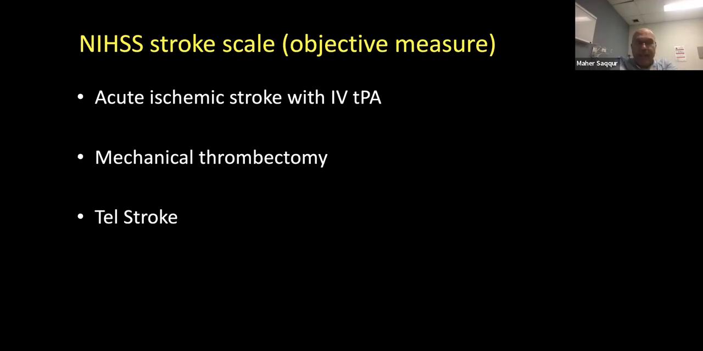Again, one subject I skipped due to the time is the telestroke. When you use telemedicine and assess patients through telemedicine, telestroke, we quite often use the NIH stroke scale. The NIH stroke scale is a good measurement for stroke severity and for assessment and plan of actions for IV tPA or mechanical thrombectomy.